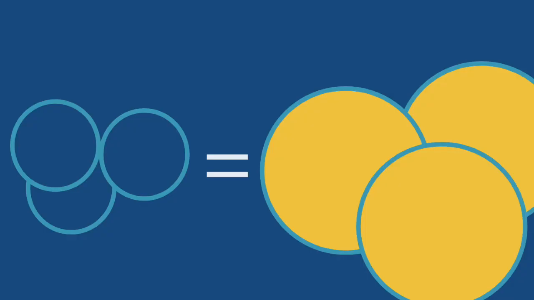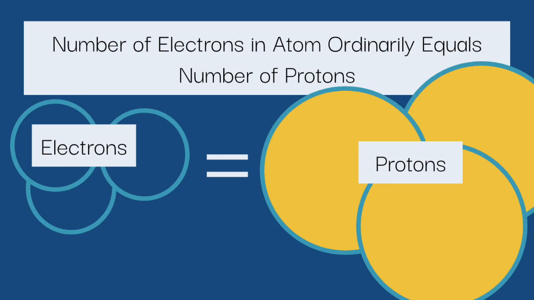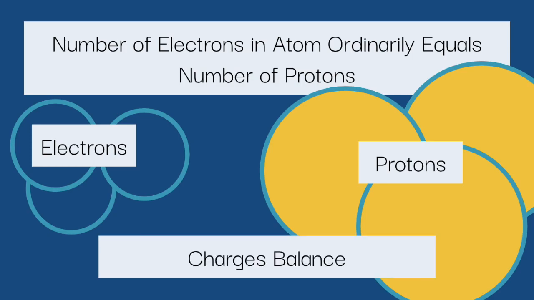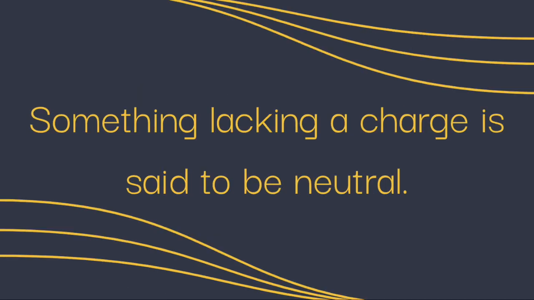As mentioned previously, usually electrons and protons are equal in number within atoms. This means that their charges will also equal each other out, and therefore are neutral, as the overall atom does not have a charge. Something lacking a charge is said to be neutral.